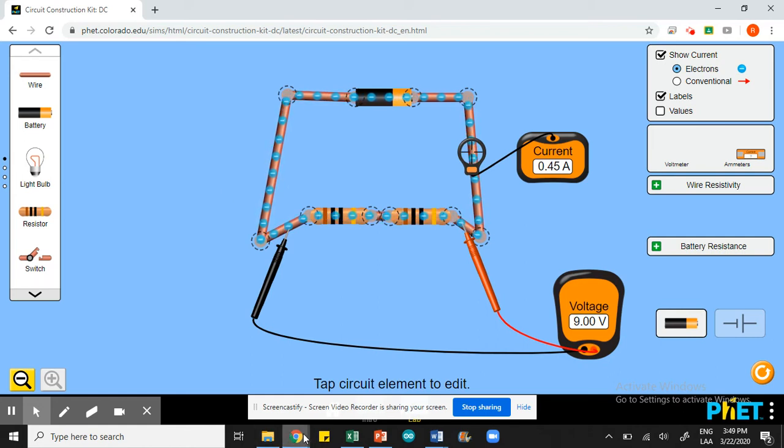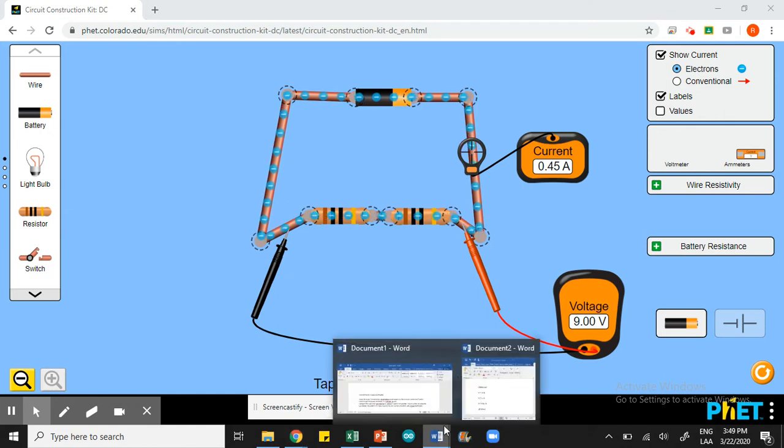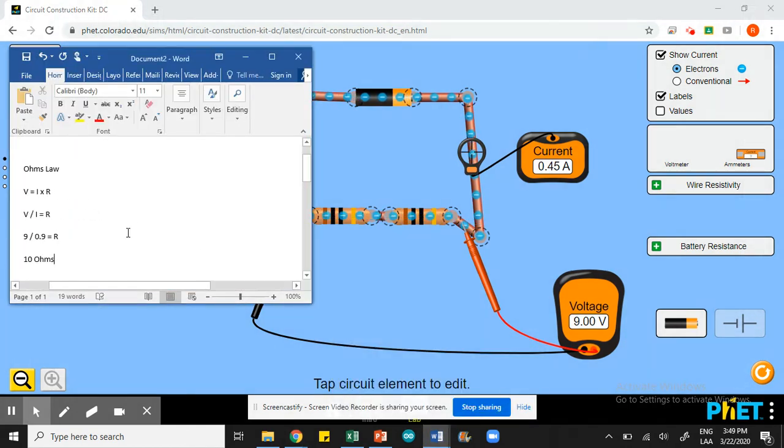Well, again, I use my rule, and in this case, the voltage is 9 volts. The current is 0.45 amperes. And if I put that through a calculator, I would find that 9 divided by 0.45 is 20 ohms.